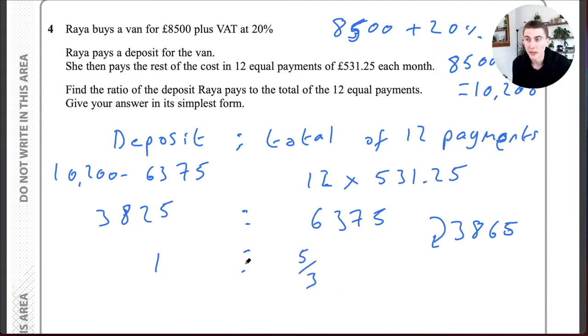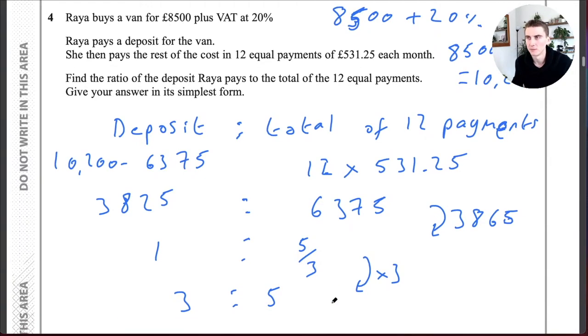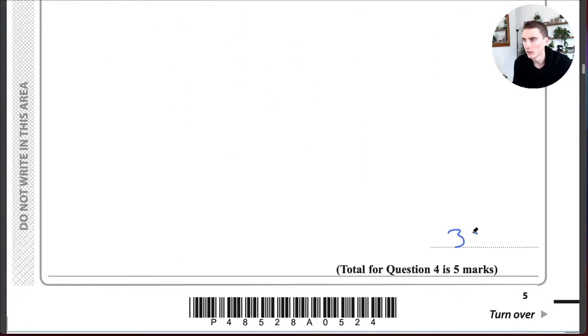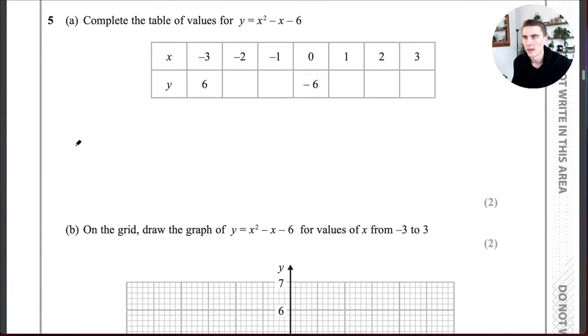Yeah, so that's looking a bit better. It's nice and simple now, but we've got a fraction. So to make this not a fraction, I'm going to times it by 3. Yeah, because at the moment it's a fraction over 3. If we multiply it by 3, it'll get rid of that fraction. So 1 times 3 is 3, and 5/3 times 3 is 5. So that's our answer. The ratio is 3 to 5. So we'd pop that all the way down here, 3 to 5. Yeah. Okay. Number 5 then.